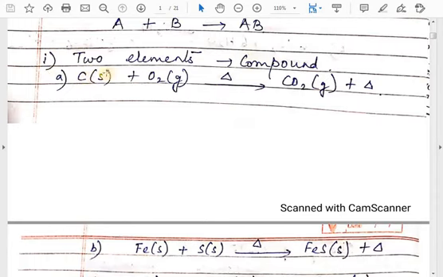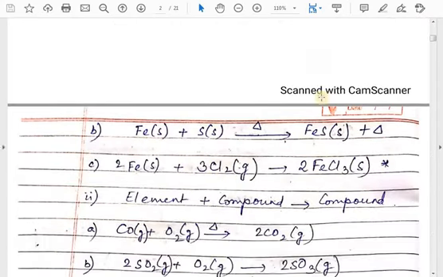First is two elements react with each other to give a compound. What is the example? Carbon burns in oxygen to form a gaseous compound, carbon dioxide. This is an exothermic reaction. This is the symbol of heat. This triangle is the symbol of heat. And this S stands for solid, G stands for gas. So this all you have to write in the reaction, as well as you need to balance the reactions.